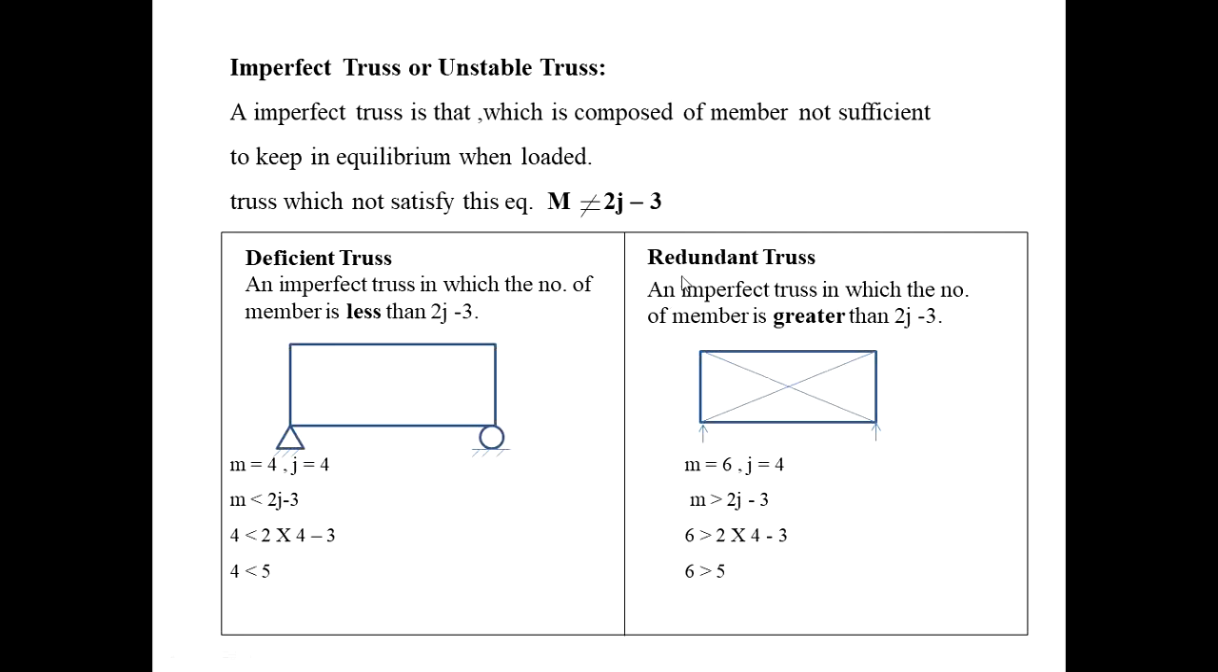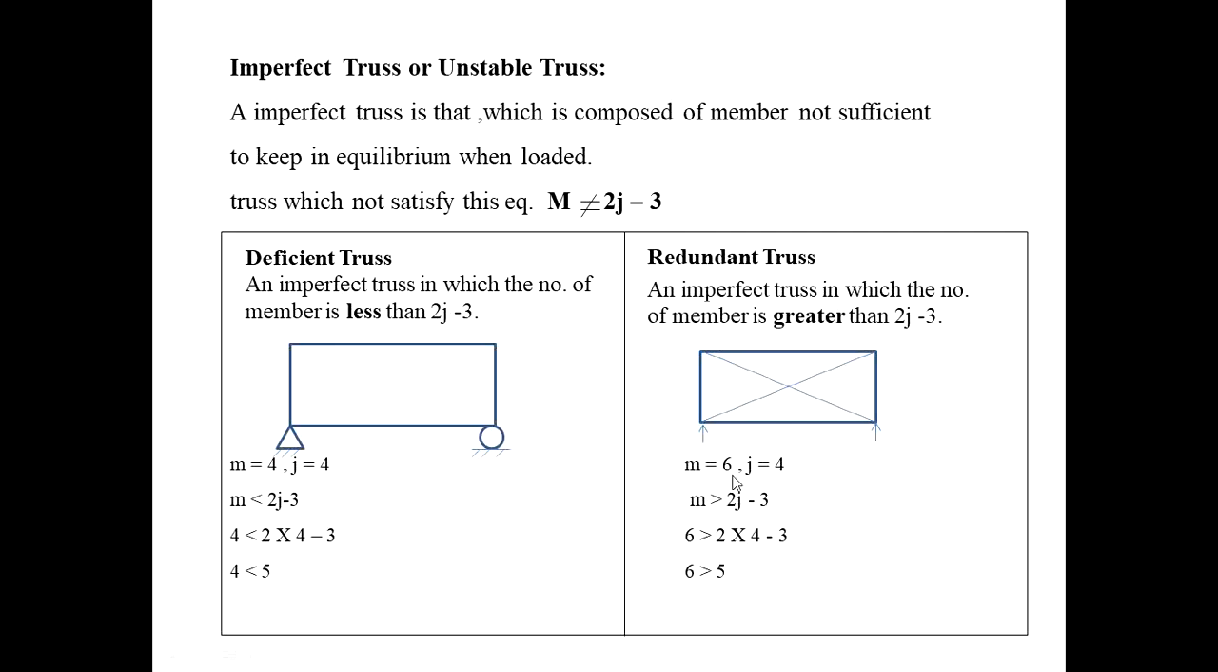The next one is redundant truss. An imperfect truss in which the number of members is greater than 2j minus 3. So see one example, a rectangle truss having two inclined members. So number of members is 1, 2, 3, 4, 5 and 6, and number of joints remains 4, 1, 2, 3 and 4. So in redundant truss m is greater than 2j minus 3.